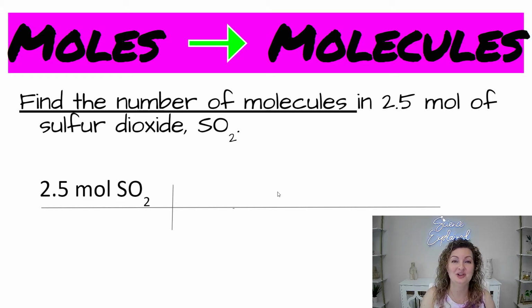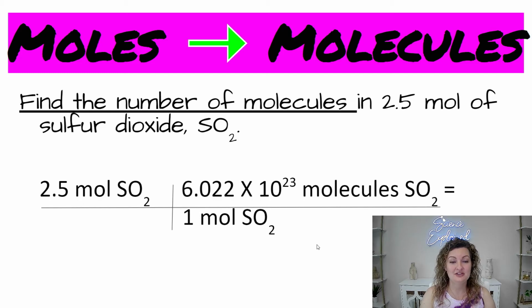We need to use one of our conversion factors that we've learned. And we know that 1 mole equals Avogadro's number of molecules. So let's go ahead and put that in. So 1 mole of SO2 equals the 6.022 times 10 to the 23rd molecules of SO2. They're equivalent to one another. You can flip this upside down or right side up, whichever way you need it to be able to cancel out your units. So we can cancel out these moles, and we will be left with molecules.